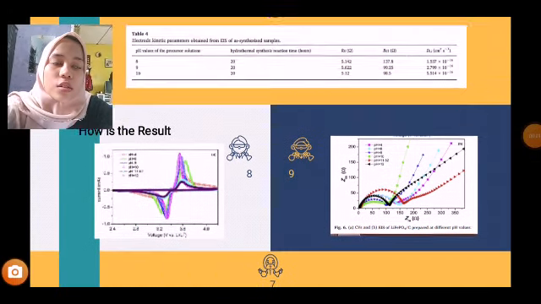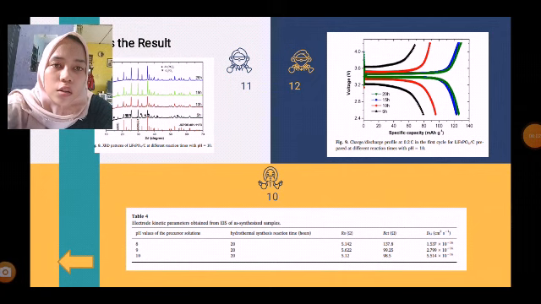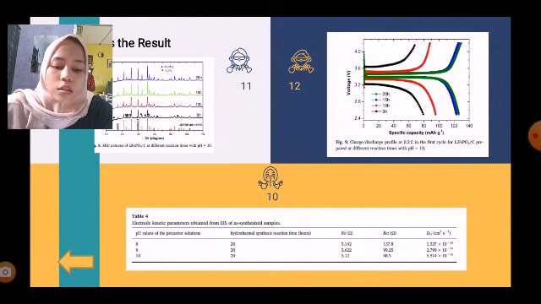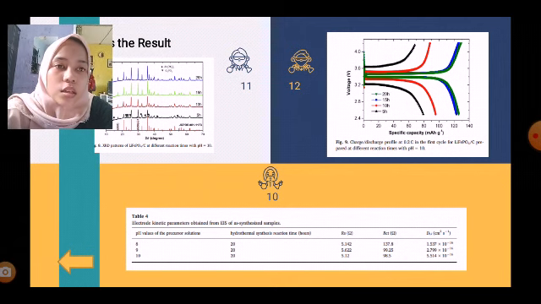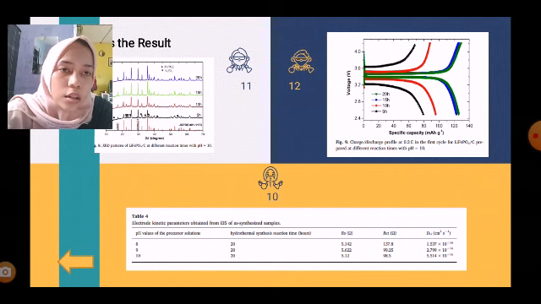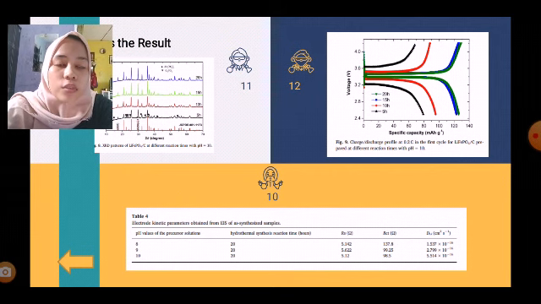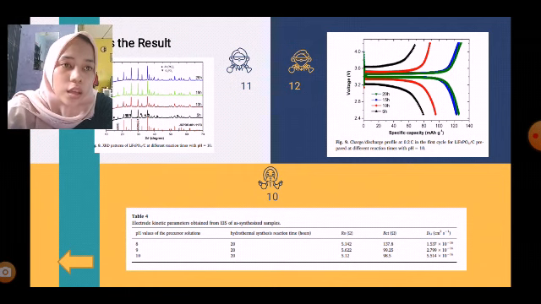Next, picture number 10. Table 4 is the kinetic parameters referred from the simulation of the Nyquist plot. You can see the table. Rs is the ohmic resistance of the electrolyte, RCT is the charge transfer resistance, and then LDA is the lithium ion diffusion.